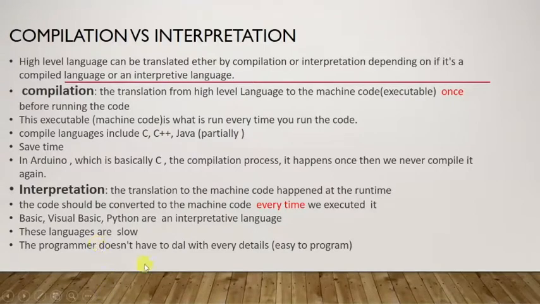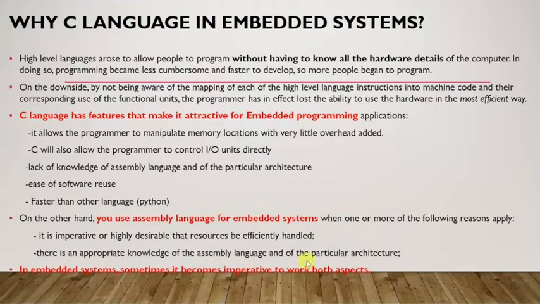The programmer doesn't have to deal with every detail. For example, you don't have to declare a variable before you can use it. The interpreter does some work for the programmer. It's easier to program. Every type has its advantages and disadvantages. So why C language in an embedded system? Why do we choose C language?